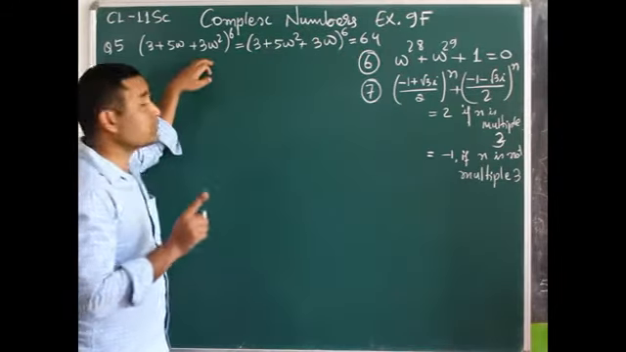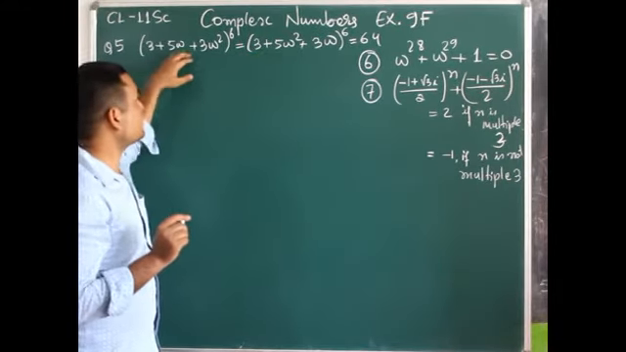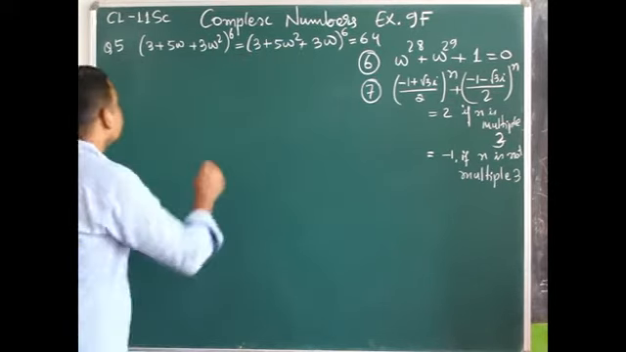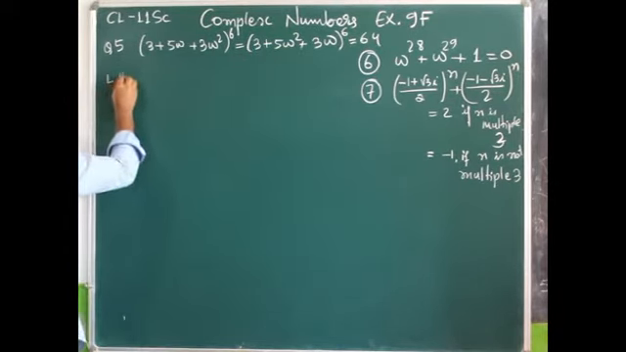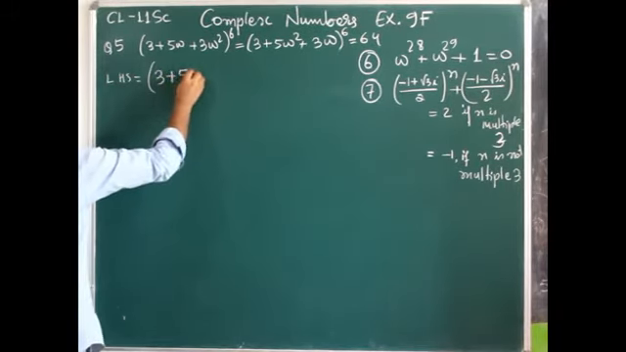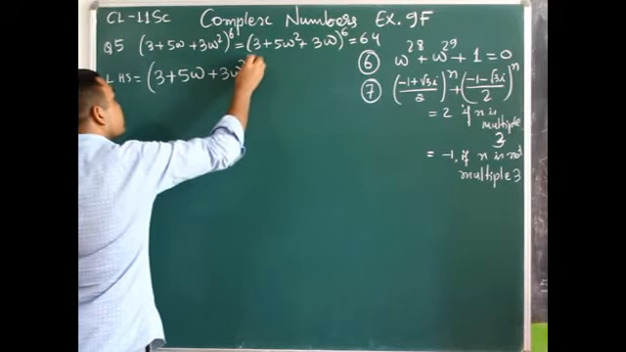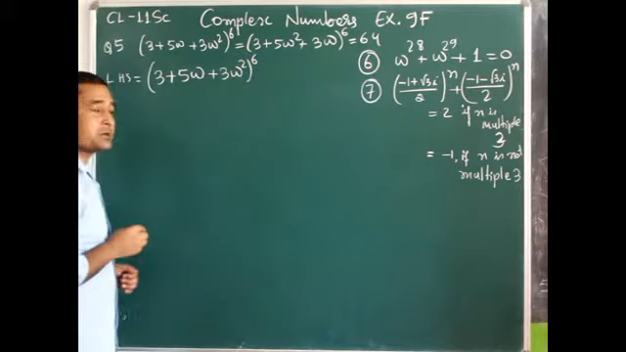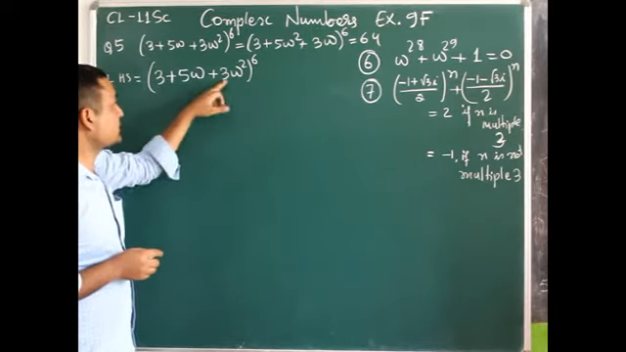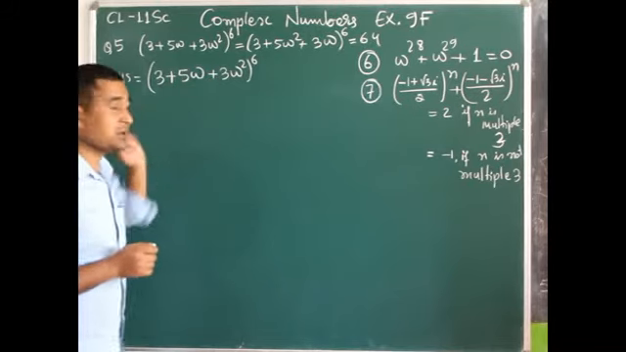Out of these two, I am going to do only one, and you do the second part by yourself the same way. Now let me write the left hand side: 3 plus 5 omega plus 3 omega square, whole power 6. I am going to keep these two terms together, because we can take 3 as common.